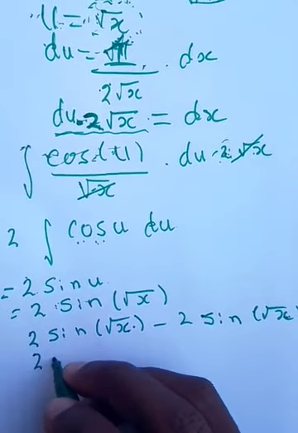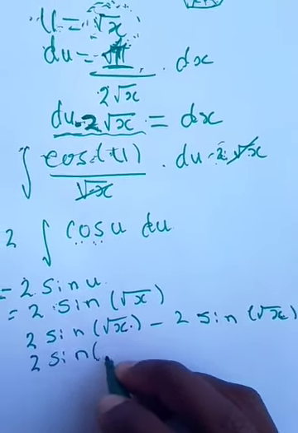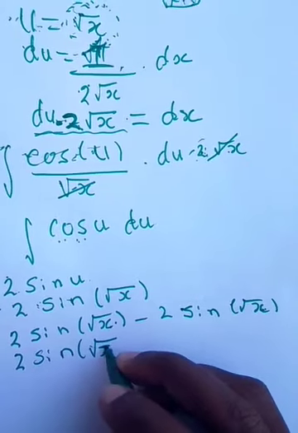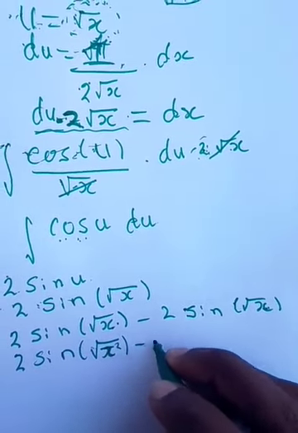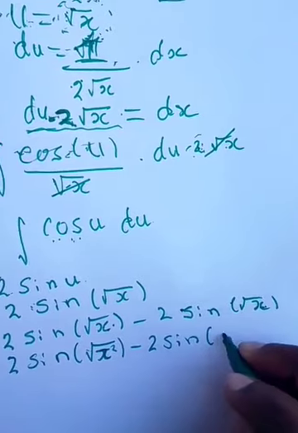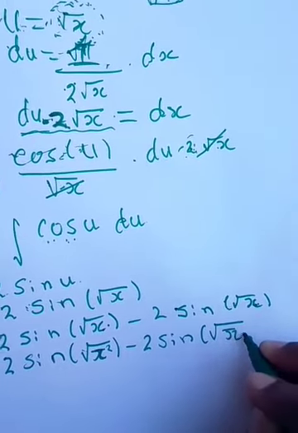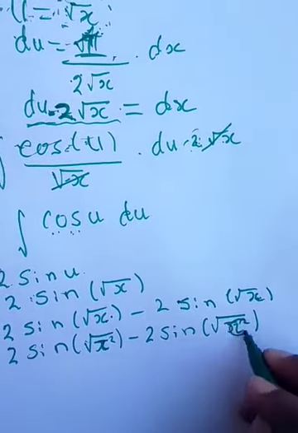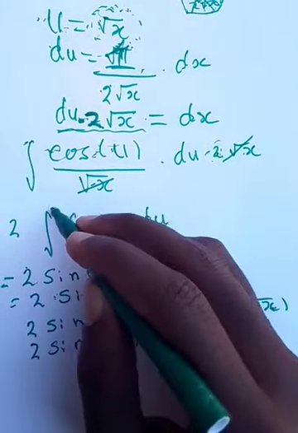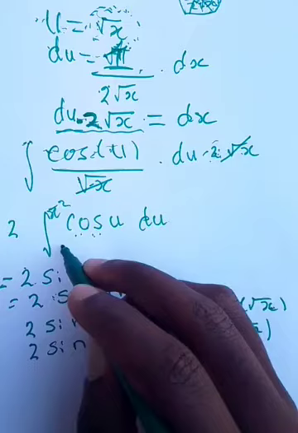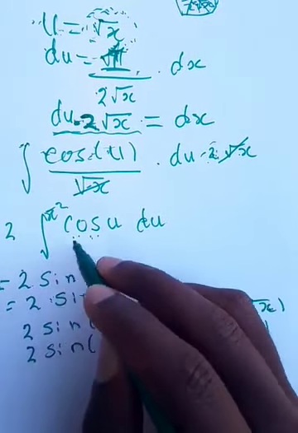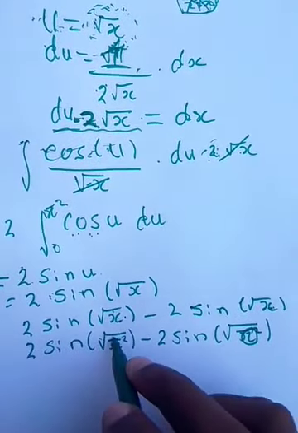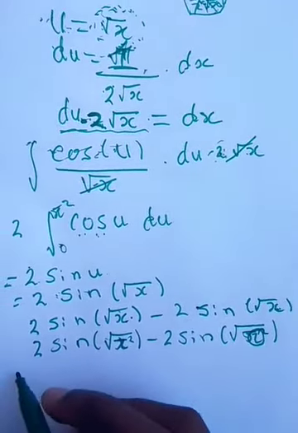Okay, so we say 2 sine. Then where it is x, I'm putting pi power 2 minus 2 sine square root pi power 2. Okay, no. Here we're putting 0, sorry. So we have the upper limit, that was pi power 2. I'm just trying to show you how they are. Then the lower limit is 0. So the upper limit, we've put it here, the lower limit, which is 0. Yeah. Now we're good to go.